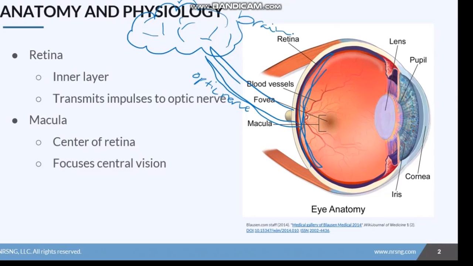Alrighty. So the macula, on the other hand, is located right here. Macula. It's the central portion of the retina. It helps us focus central vision in the eye. The macula also controls our ability to do things like reading, driving, recognizing faces and colors, etc. It also allows our eyes to see things in fine detail. So any alterations in these structures directly impacts our vision.